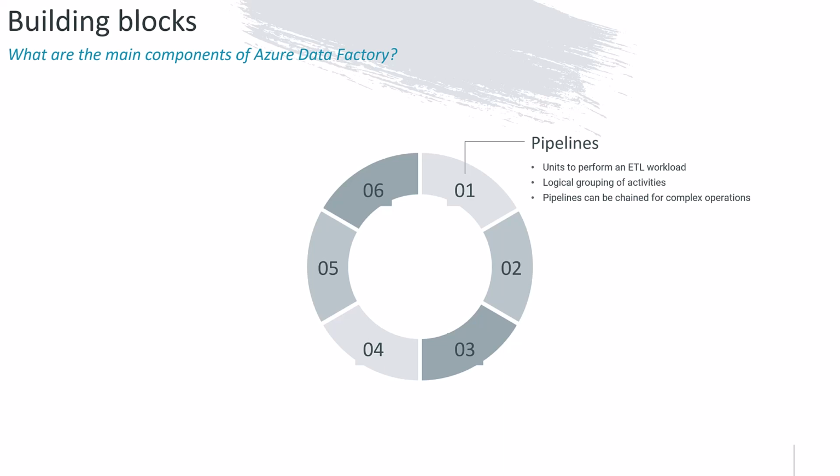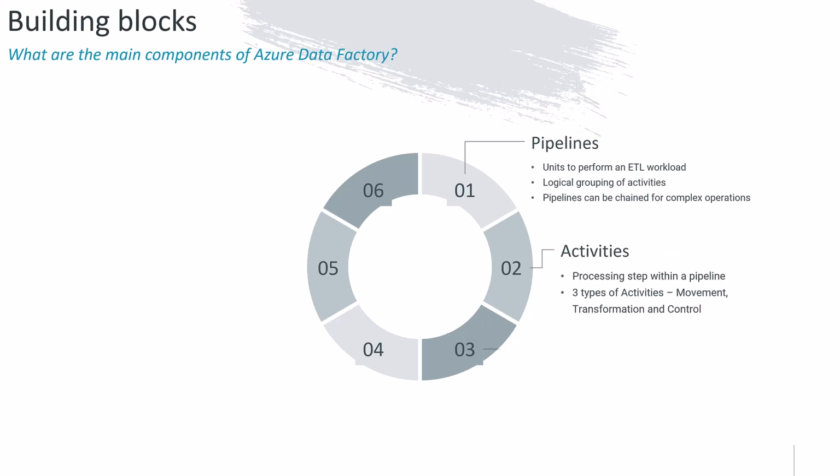For example, one team could have a pipeline to bring the data into a data lake, and another team could have a pipeline to process the data into different data marts. Activities are the fundamental steps performing specific actions within a pipeline. Each activity may either consume or produce a dataset.